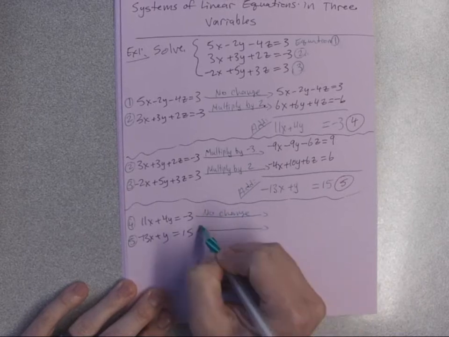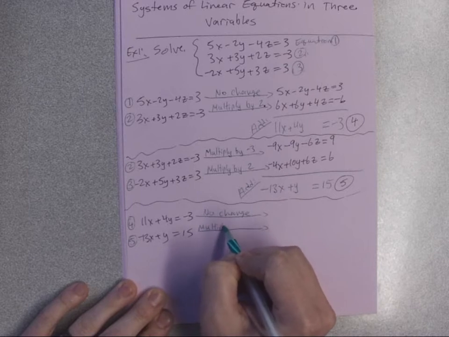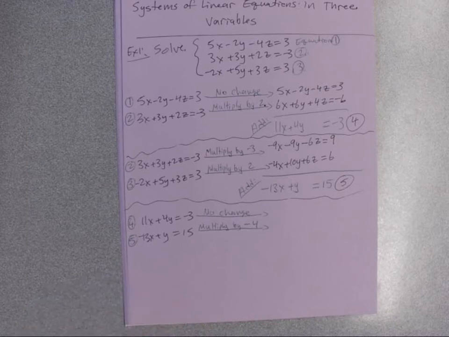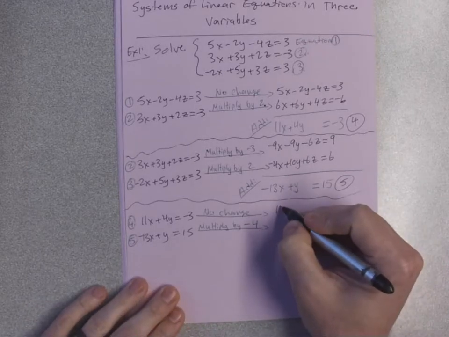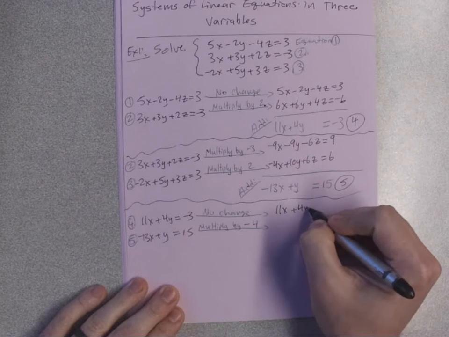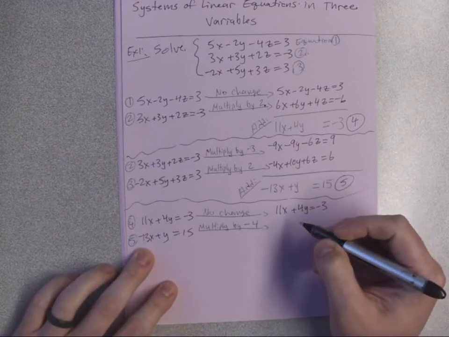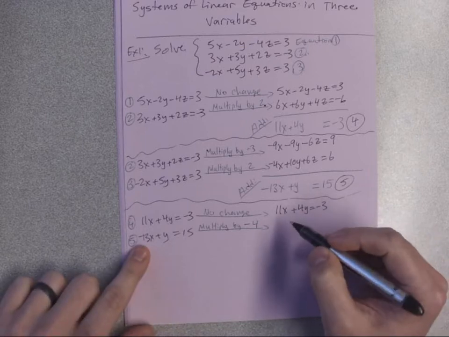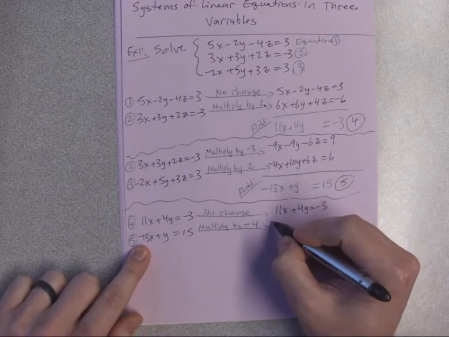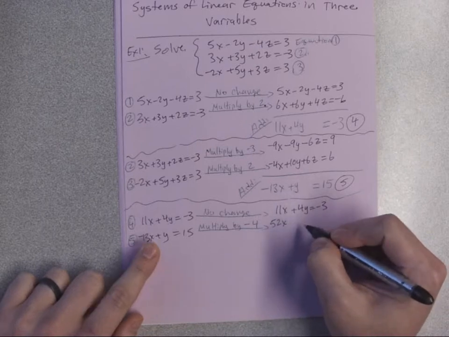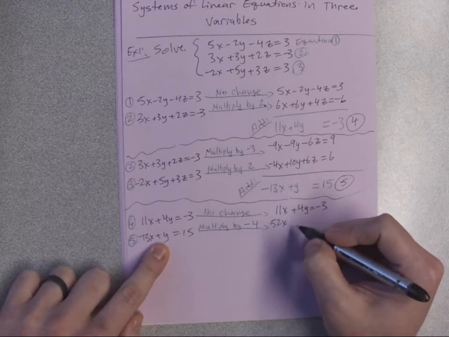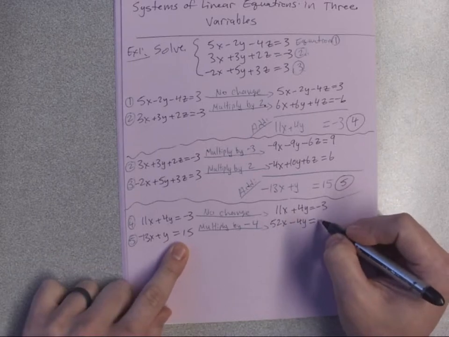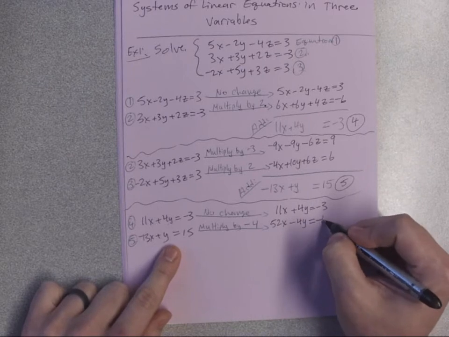And the bottom, multiply by negative 4. And our resulting equations are, the top one stays the same. Now multiplying each term in equation 5 by negative 4. When I do that, I get negative 13 times negative 4, which is positive 52x, and then plus y times negative 4 is minus 4y, and that's equal to 15 times negative 4, which is negative 60.